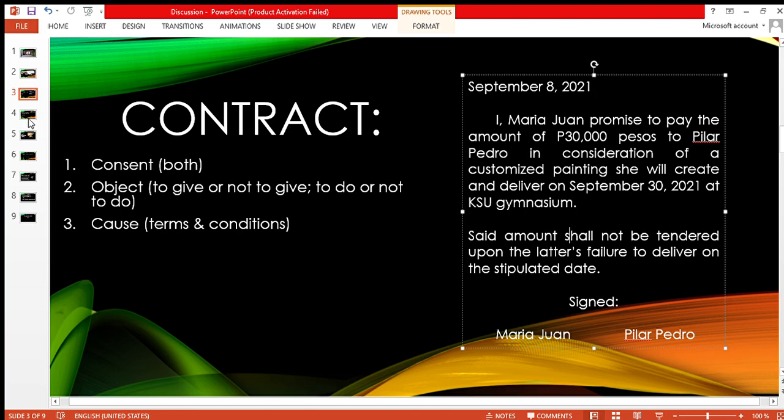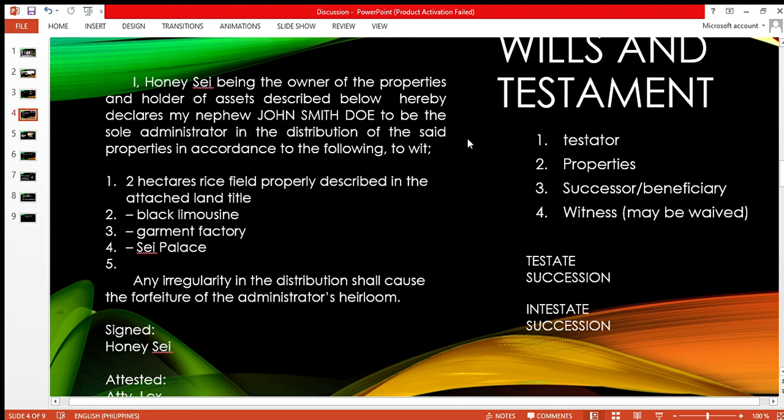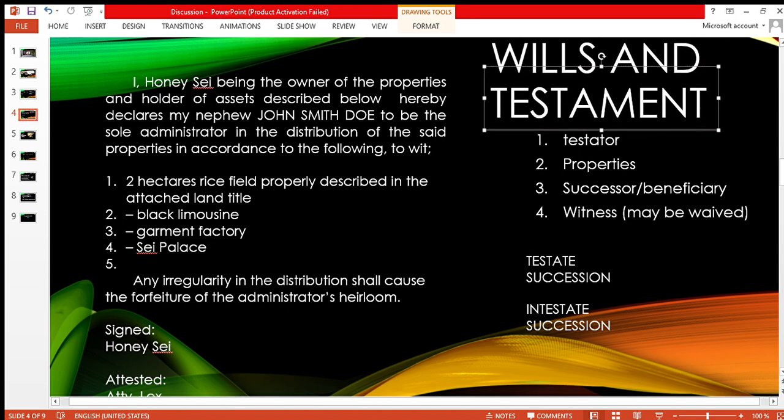Okay, so the next written instrument is what we call wills and testament. Actually, this is wills. Now, wills or a will and testament is a written instrument that is usually being executed by a person in articulo mortis. Articulo mortis is a Latin term which means in English at the moment or at the time of death.